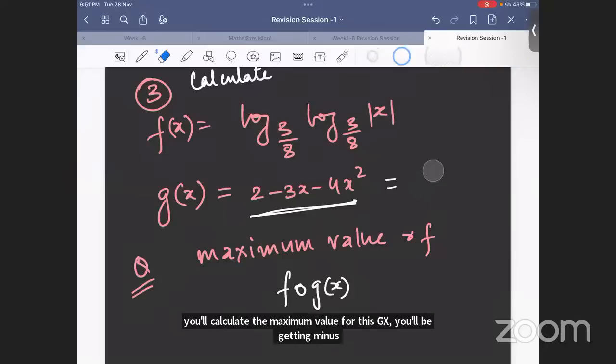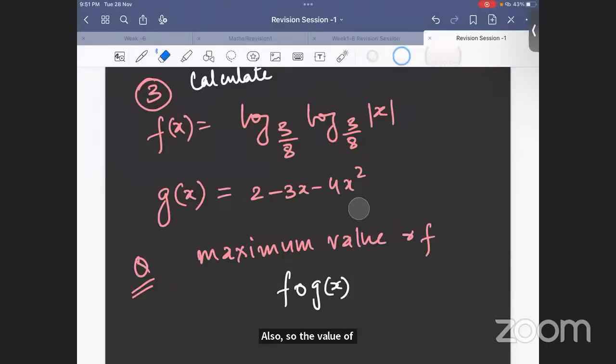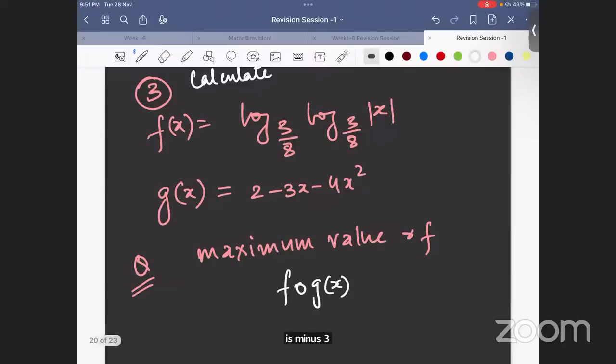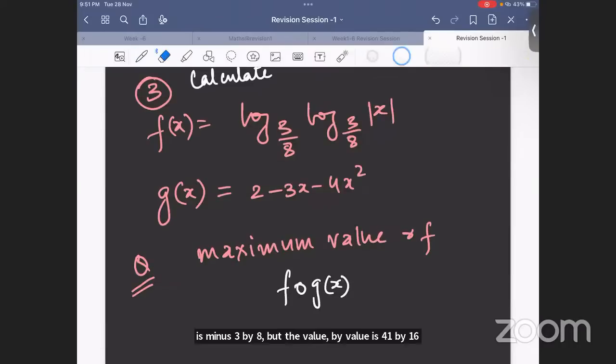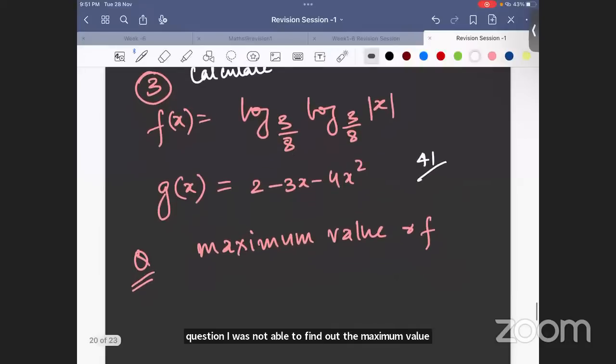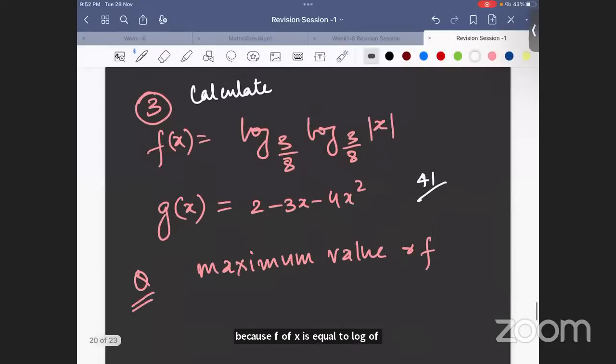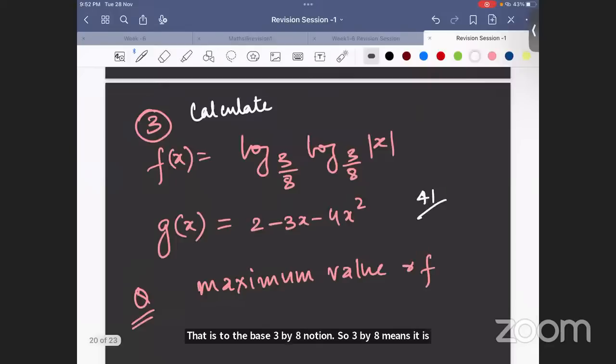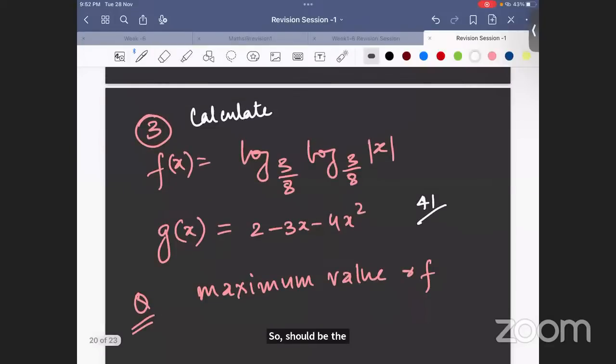No, sir. The value of x for which g(x) is maximum is -3/8, but the y value is 41/16. Okay, yeah, I guess you're correct. Sir, but there is a problem. In this question, I was not able to find the maximum value because f(x) is equal to log to the base 3/8. No, sir. So 3/8 means it is a decreasing function, so mod x should be the least value. No, just asking you to calculate.